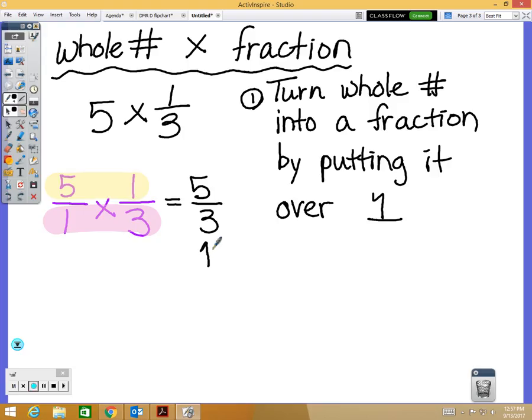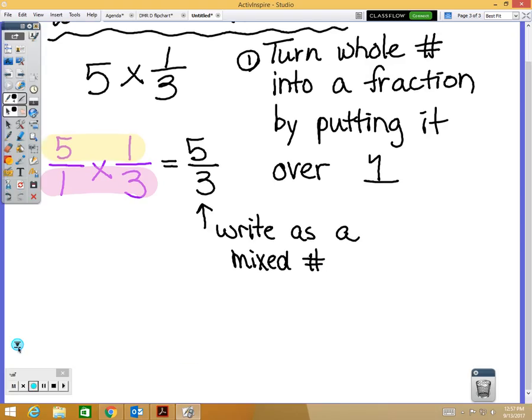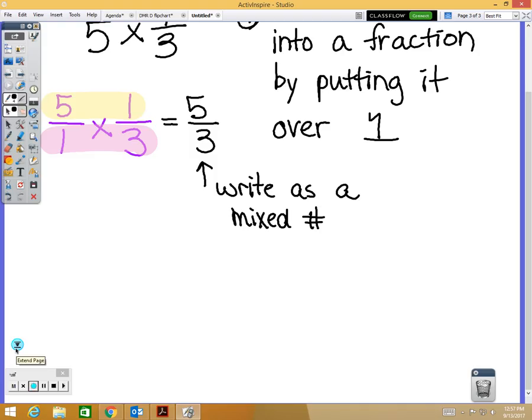What's wrong with 5/3? It's improper. So we need to write it as a mixed number. Now, we reviewed how to do that last week, but let's review that again. How do you write 5/3? How do you turn that into a mixed number?